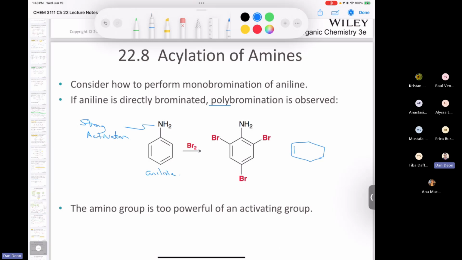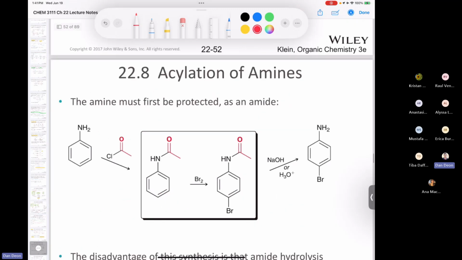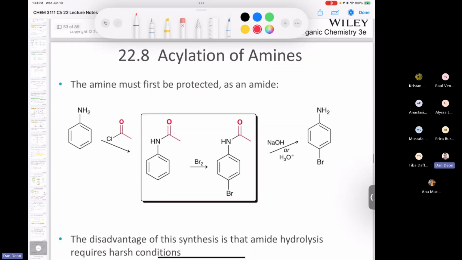Now, the amino group is an ortho-para-director, but if you were thinking, oh, I just want to make this compound, I just want it to go in one place, it's not going to happen. It doesn't work, and the reason is that the amino group is too powerful of an activator. I said it's a very strong activator. So if we could lower the activity of that amino group, then we could maybe do a monobromination. And that's exactly why we do an acylation, because we go from a strong activator to a moderate activator. Remember that an amide is a moderate activator.